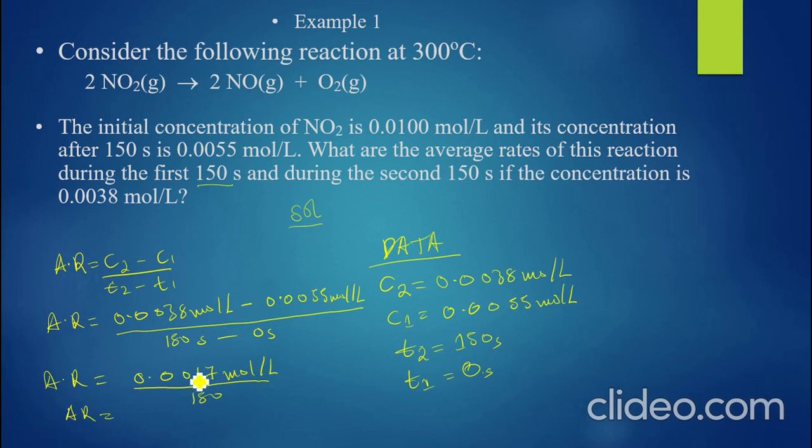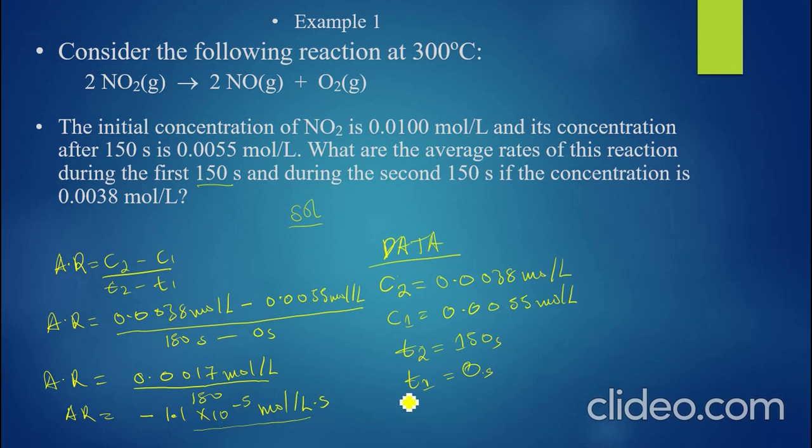after dividing there, you're going to obtain your rate as negative 1.1 times 10 to the power negative 5 more per liter per seconds, like that. And then this is not your final answer. This is not your final answer.